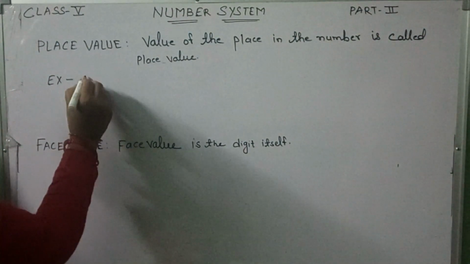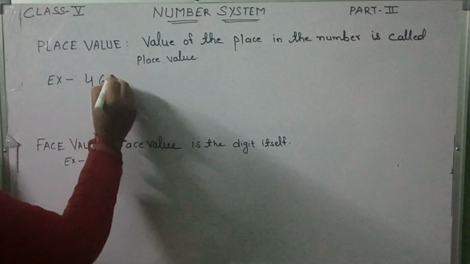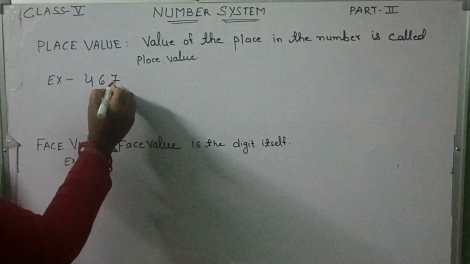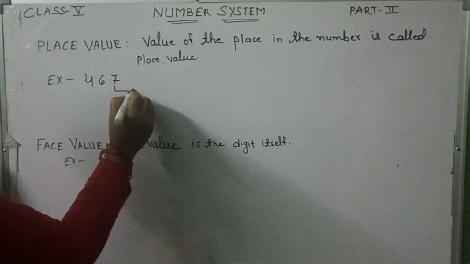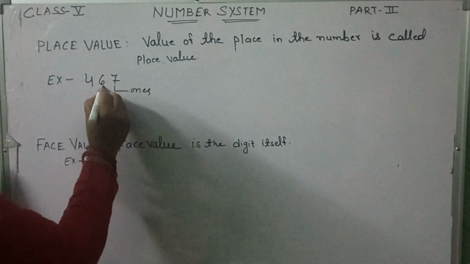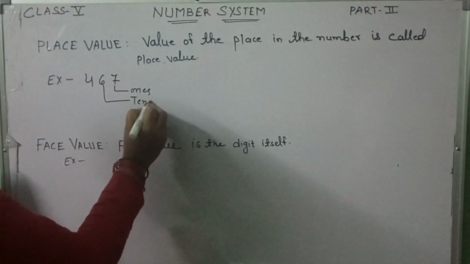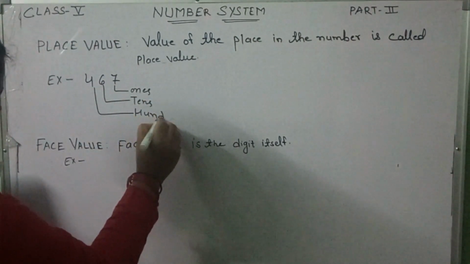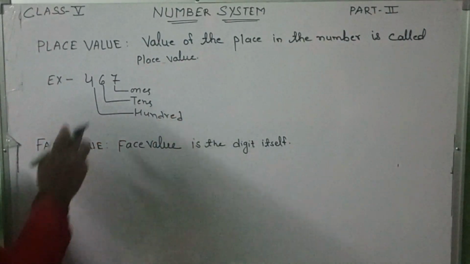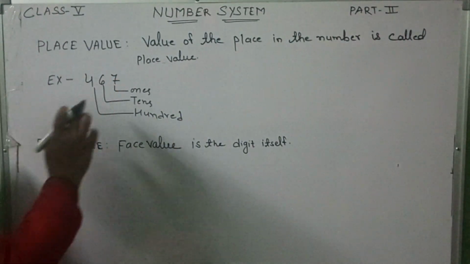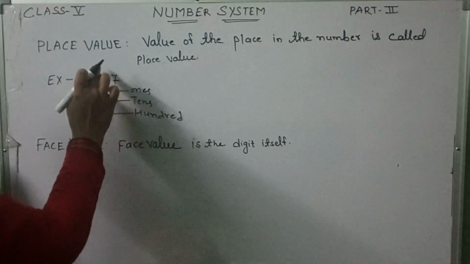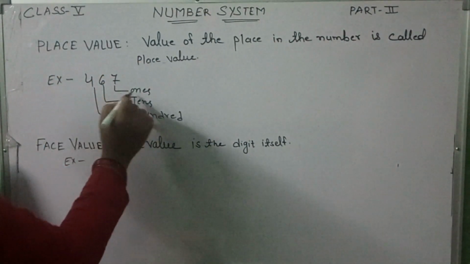Suppose we take the number 467. First, read the number. This one is the ones, this one is the tens, and this one is the hundreds. Always remember, we have to start reading from the right side.